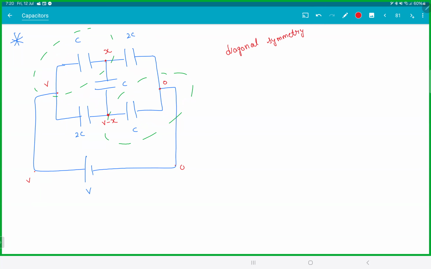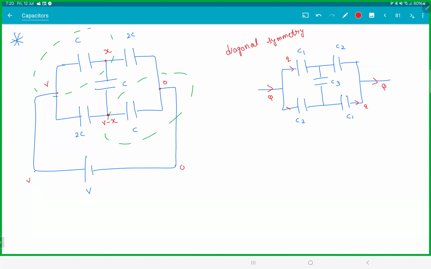Getting it? It is really not a great thing, but in Kirchhoff's law it will help you reduce one more equation. Is this making sense? This is a diagonal symmetry. If I put it in more detail, this is the idea that C1, C2, C2, C1, C3. If you say charge Q is flowing here, you can say Q is coming out here. If you say this is small q, you can be sure this is small q. If this is Q minus Q, this is also Q minus Q. So these two sides and these two sides will look identical.